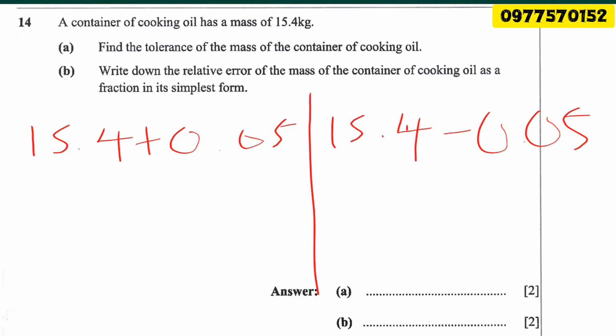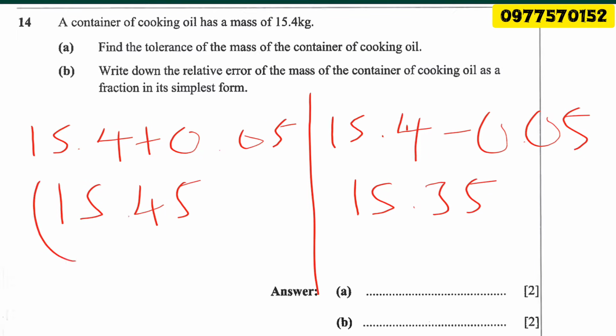So when we subtract 15.4 minus 0.05, we are going to have 15. So we find the maximum value to be 15.45. Okay? What is the minimum value? It is 15.35. Okay? Then we are going to subtract these two values. The difference between the maximum value and the minimum value is the tolerance. Okay?